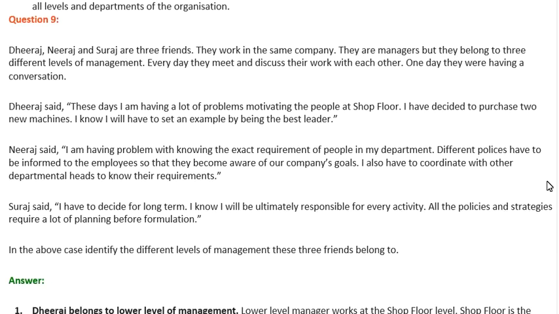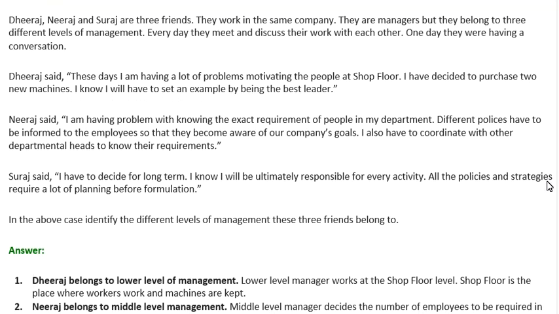Now see question number 9. This is the last question we will complete in this exercise. Neeraj and Suraj are 3 friends. They work in the same company. They are managers, but they belong to 3 different levels. Every day they meet and discuss their work with each other. One day they were having a conversation.